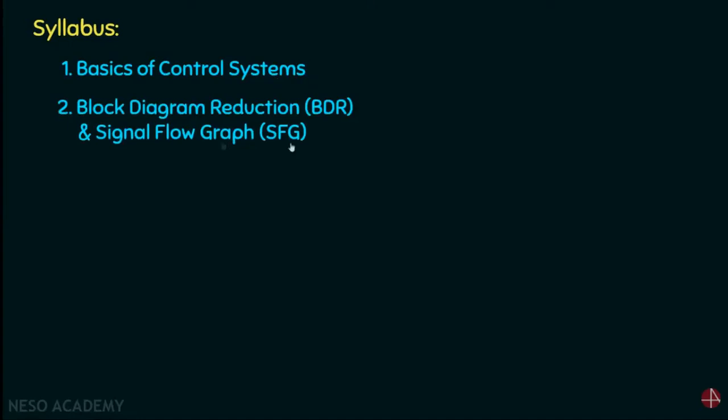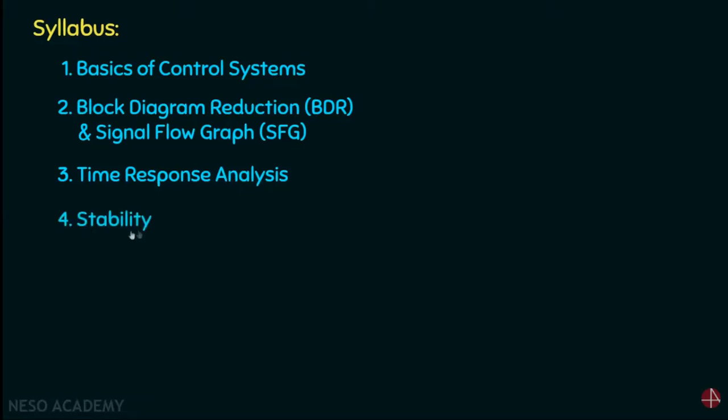After the completion of this chapter, we will move on to the next chapter, which is the time response analysis. In this chapter, we will discuss the transient response for first order system, the transient response for second order system, the concept of damping, the transient response parameters, and we will also have discussion on the steady state and the steady state errors. In this way, we will complete this chapter and then we will move on to the fourth chapter, which is the stability.